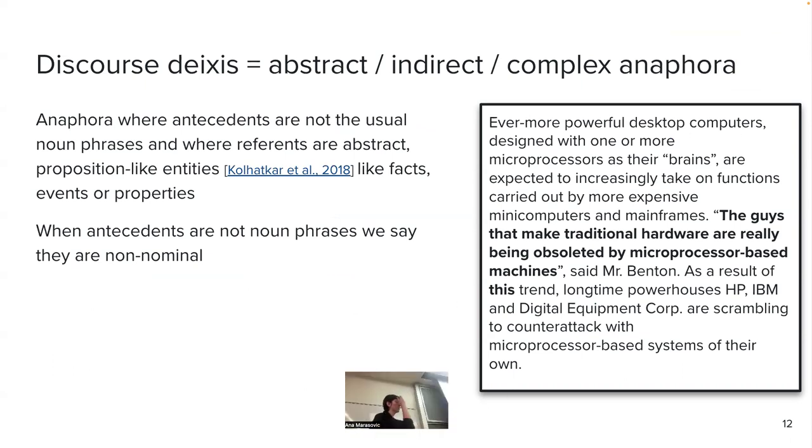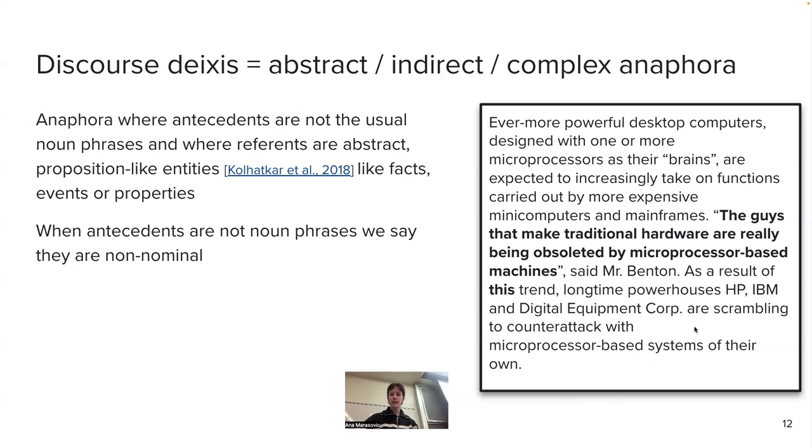And then there is so-called discourse deixis, or abstract, indirect, or complex anaphora. And this is actually something I worked on during my PhD. Here anaphors do not need to refer to pronouns, noun phrases, or proper nouns. They can have antecedents which we call non-nominal, so it can be anything that's not a noun phrase. This often happens in texts where we refer to proposition-like entities, like a fact, event, or property. In that sense it is abstract, because instead of having a person, an organization, or a location you know of, you have something like a fact that's not visible, or that you can't shape in a physical form.